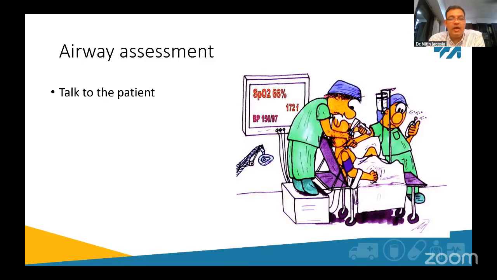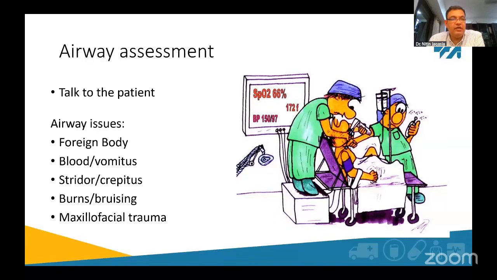If you get added sounds, gurgling, any kind of stridor, or some kind of bruising, burns, or any facial or maxillofacial trauma, it tells you that potentially the airway is threatened and not patent. Especially if you have vomitus or blood, or some gurgling sounds, your airway is not patent. And generally, if it is not patent or when it's threatened, it is probably not protected. So then we have to address both.